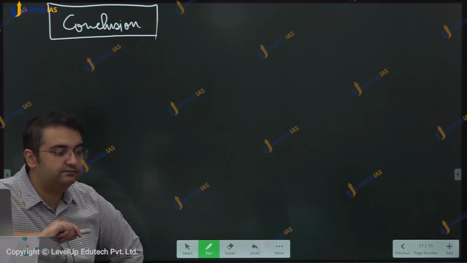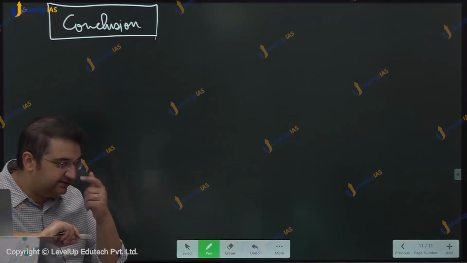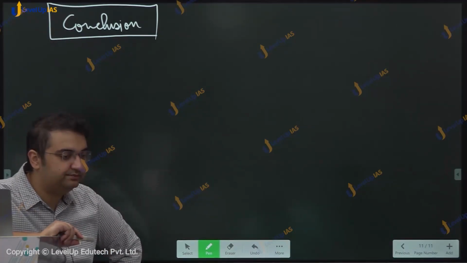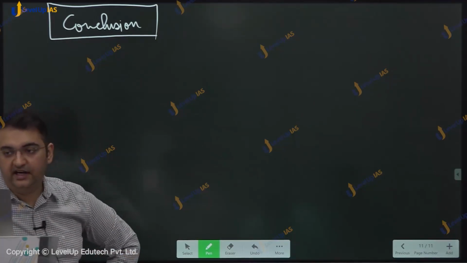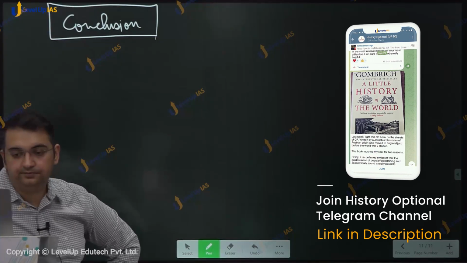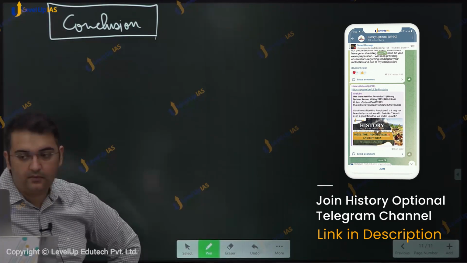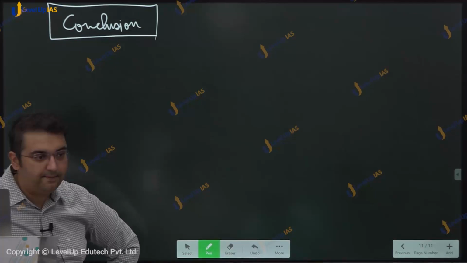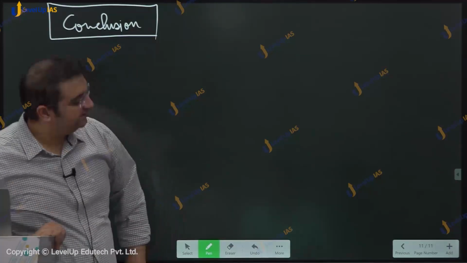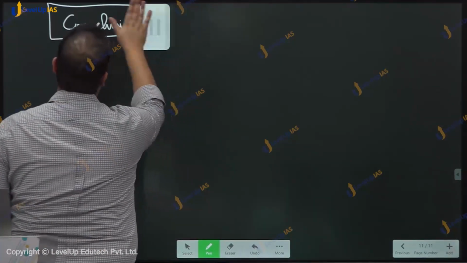Instead, urban settlements of the early medieval age presented a diversified picture. Right? Here, this is the theory of urban decay.